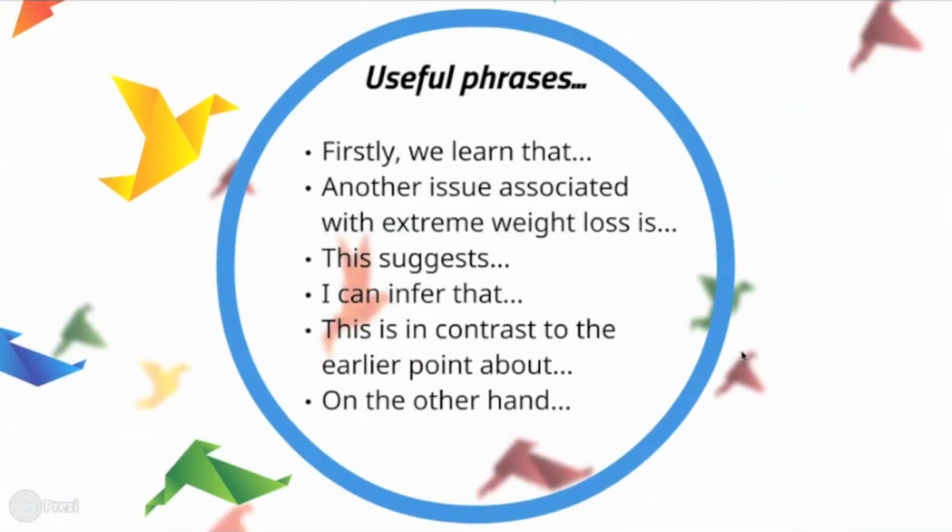And in order to write our answer and structure it well, we could use phrases such as firstly we learn that, and that's telling the examiner that we have looked at the beginning of the extract, and you're also showing the examiner that you're structuring your answer. Another issue associated with extreme weight loss is, and then when you come to your explanation, you could use phrases such as this suggests or I can infer that. And if you're talking about your contradictions or your changes in ideas, then you can use phrases such as this is in contrast to the earlier point about and on the other hand. So there are lots of useful pointers there for you to structure your answer.